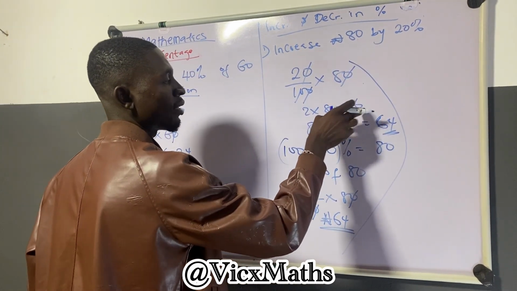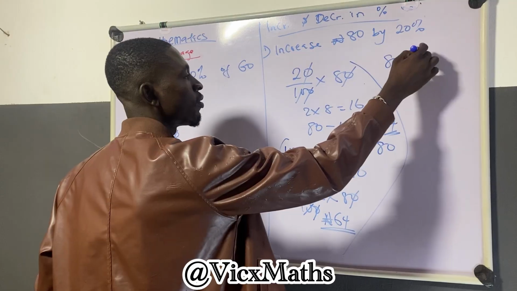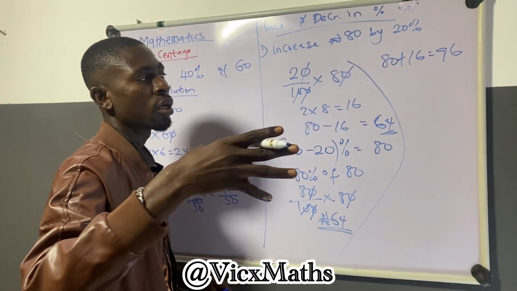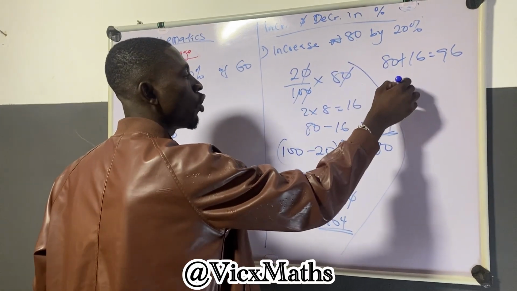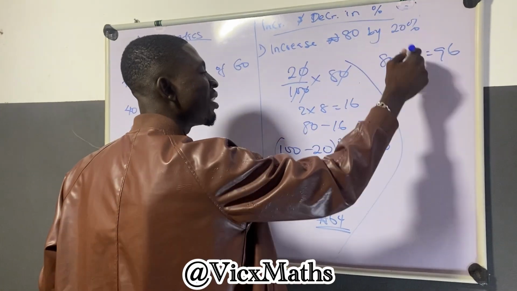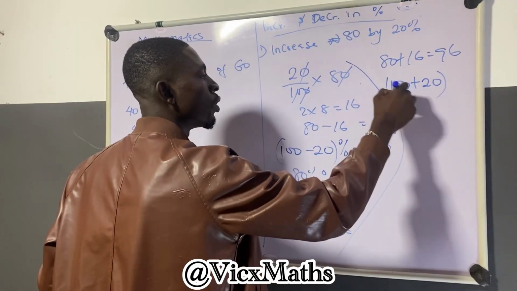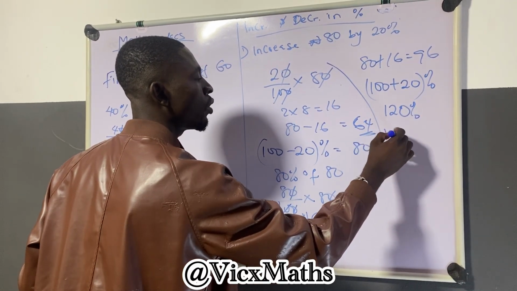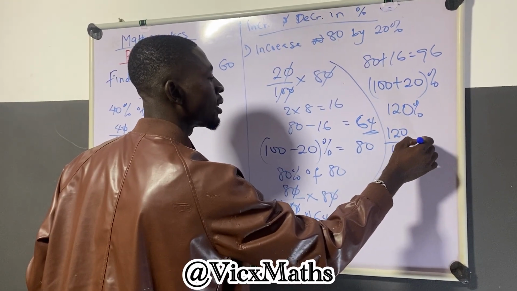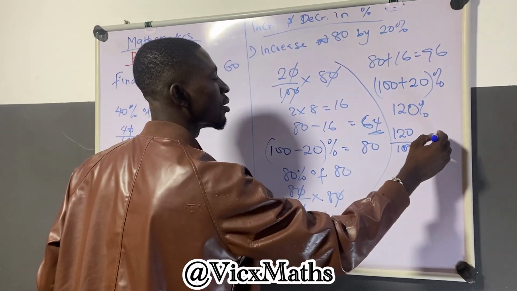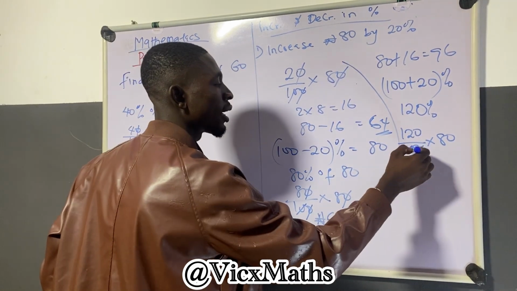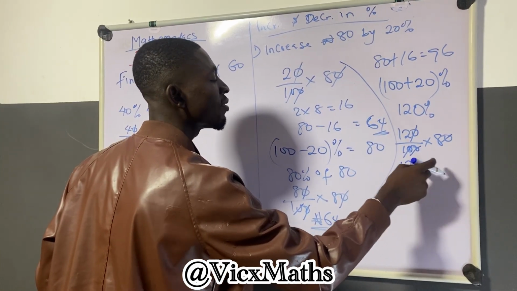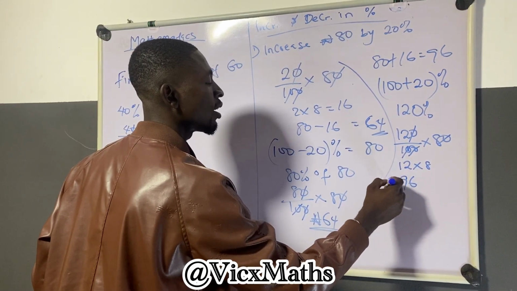You know, we got 16 as the percentage. You should have done 80 plus 16, which will give us 96. But the normal thing is, since it is increase, you do 100 plus the percentage you're increasing it by. 100 plus 20 will give us 120%. And you have 120 all over 100 times 80. 0 cancel 0, 0 cancel 0. You are having 12 times 8. 8 times 12 is 96. So the answer is 96.